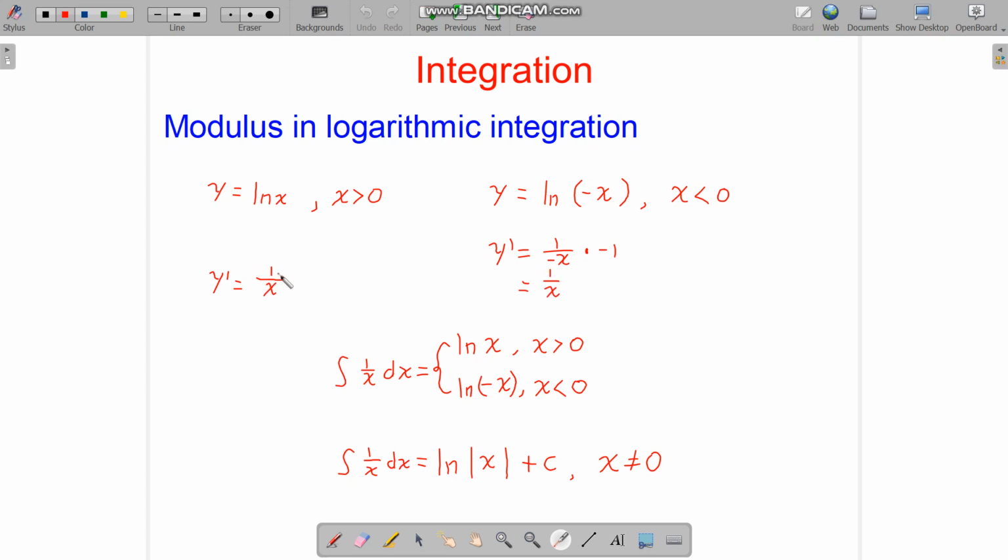So the reverse process, the integral of 1 over x dx therefore can be ln x if the x is positive, or it can be ln negative x if the x is negative. So to simplify this, we say that the integral is ln absolute value of x. That's why we have the modulus function in the logarithmic integration.